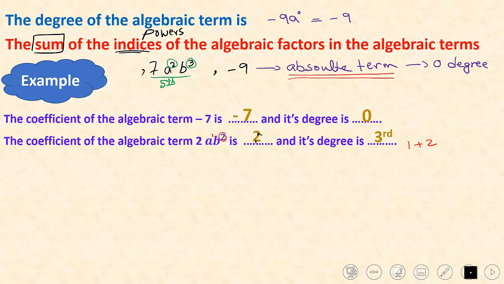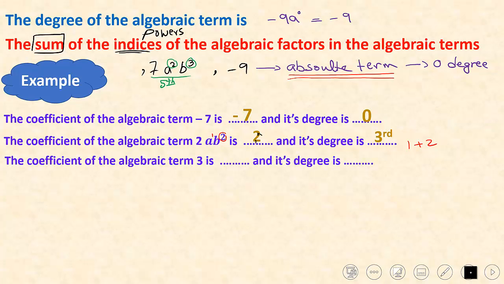Let's go to another one. The coefficient of the algebraic term 3. Again, I have an algebraic term which has only a numerical factor, and this numerical factor is the coefficient, so the coefficient is 3. And we said that when we have an algebraic term containing only a numerical factor, this means it's an absolute term. And an absolute term always has the degree of 0. So its degree is 0.